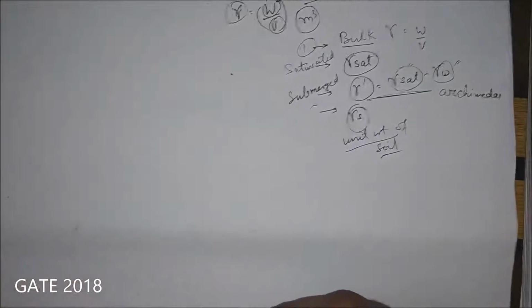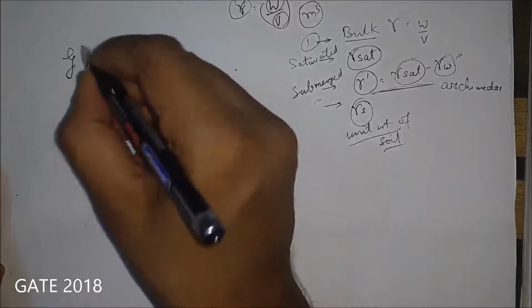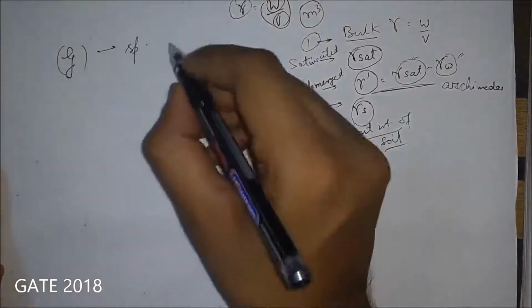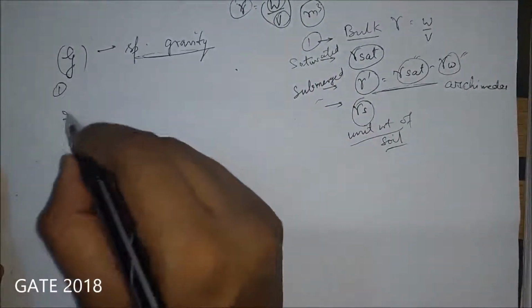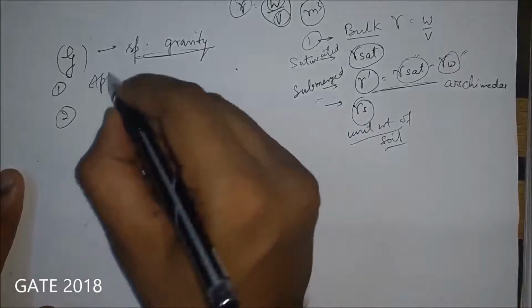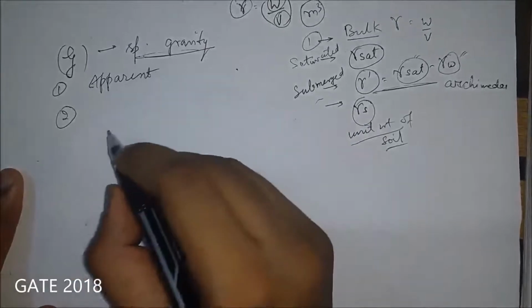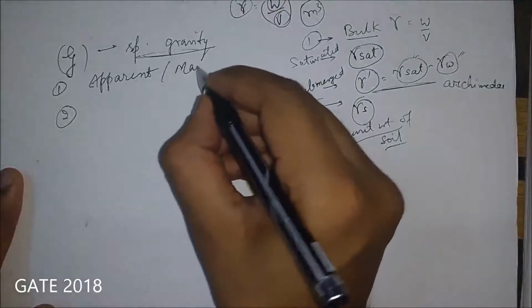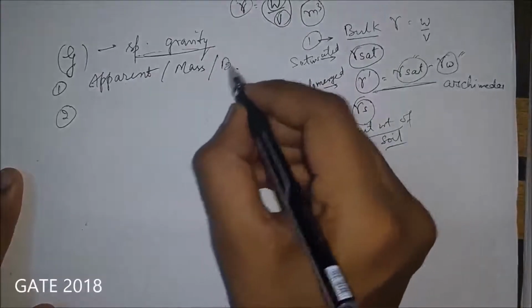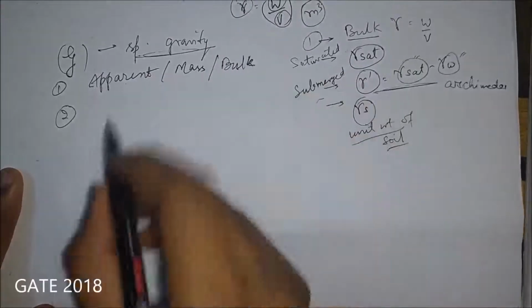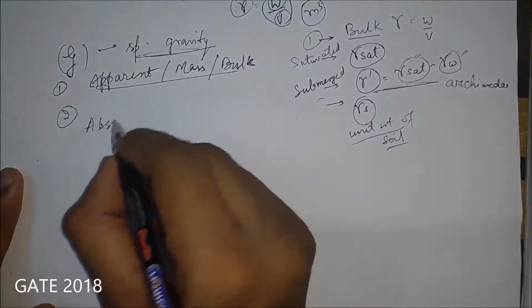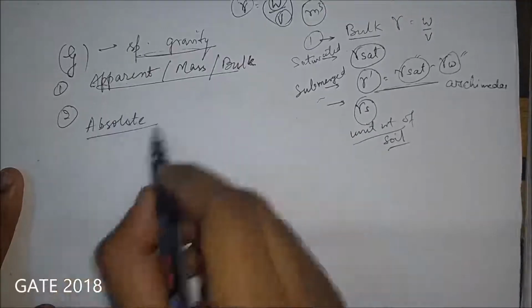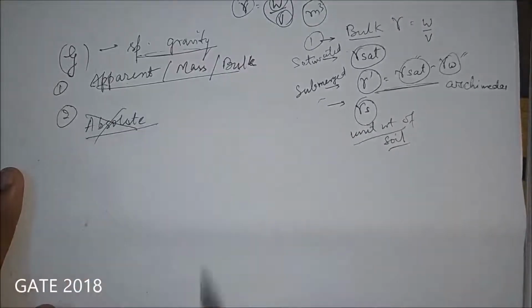Now I'm going to discuss a very important concept called G, specific gravity. There are two types of specific gravity. The first will be apparent specific gravity. There are different names, so please try to remember them: mass specific gravity, apparent or bulk specific gravity, all are the same. And there is another one, which is absolute specific gravity. From the GATE point of view, this is not required for us.